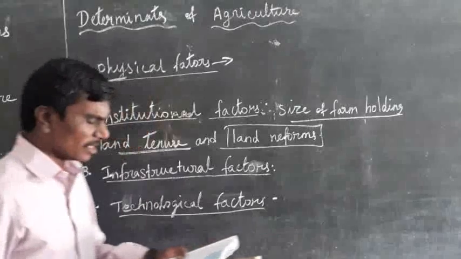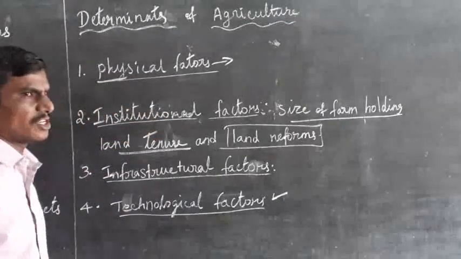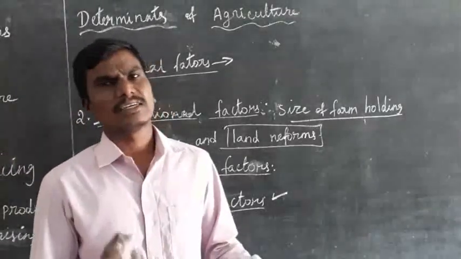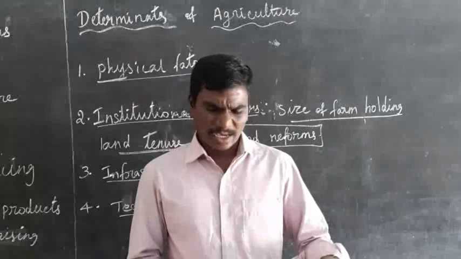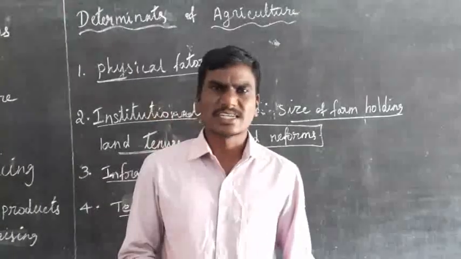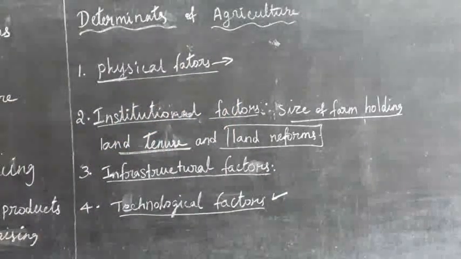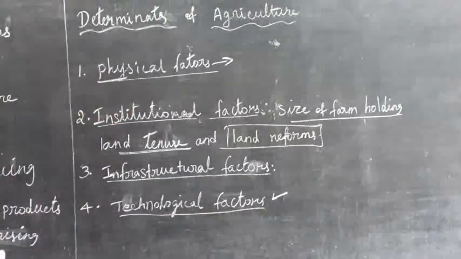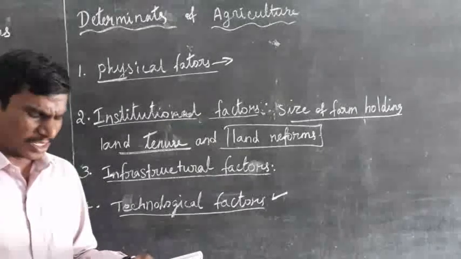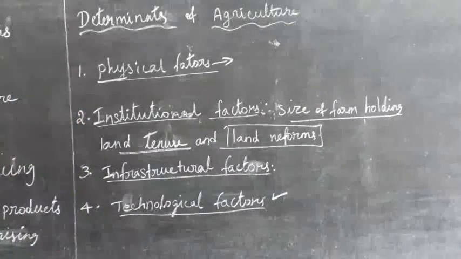The last one is technological factors. The technological factors mean high yielding varieties of seeds, chemical fertilizers, pesticides, insecticides and machineries.